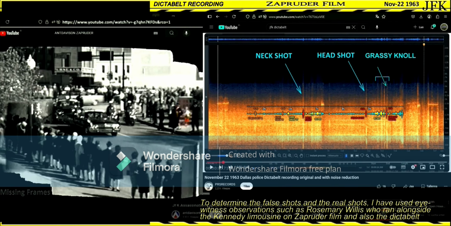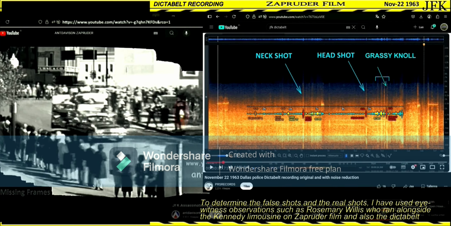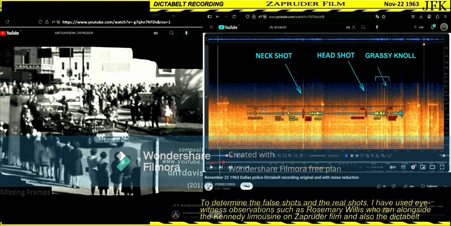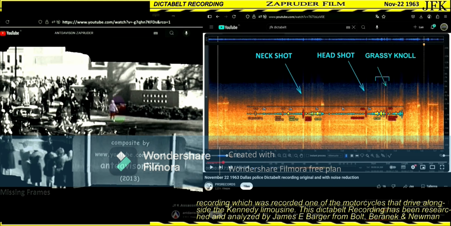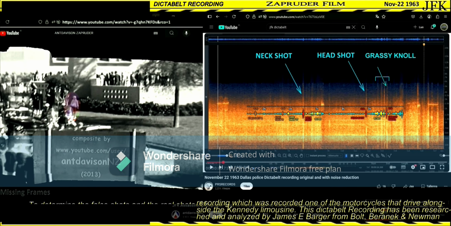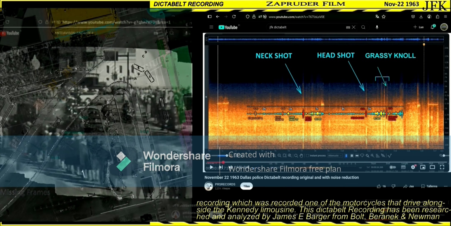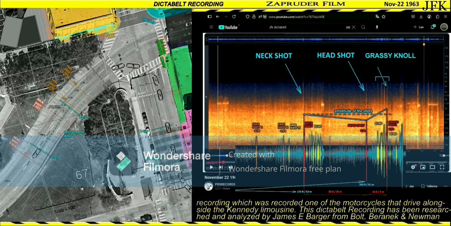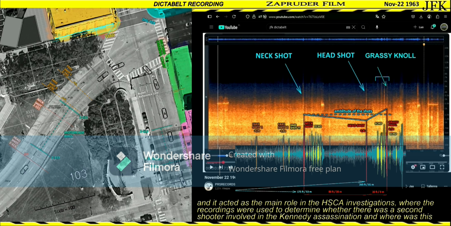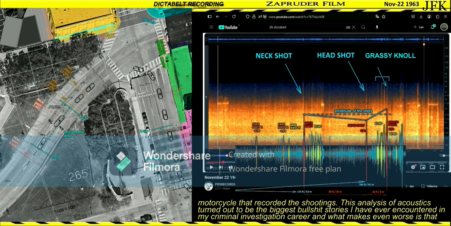To determine the false shots and the real shots, I have used eyewitness observations such as Rosemary Willis, who ran alongside the Kennedy limousine on the Zapruder film, and also the Dictabelt recording, which was recorded on one of the motorcycles that drove alongside the Kennedy limousine. This Dictabelt recording was researched and analyzed by James E. Barger from Bolt, Beranek and Newman, and it played the main role in the House Select Committee on Assassinations investigation, where the recordings were used to determine whether there was a second shooter involved in the Kennedy assassination and where this motorcycle that recorded the shootings was.